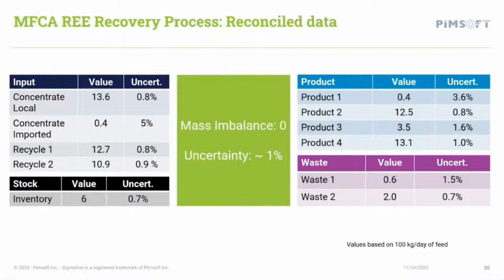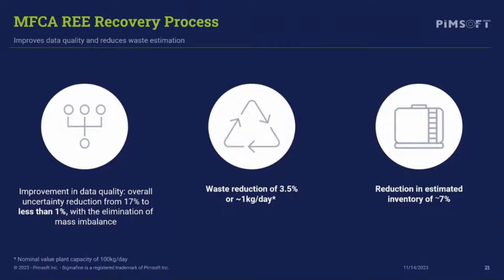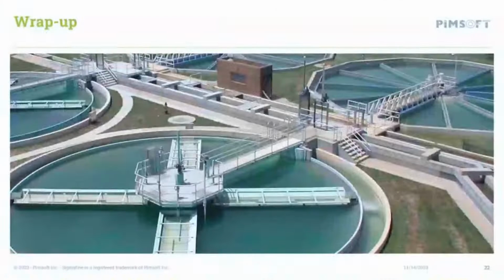After reconciliation, not only is the imbalance eliminated, but a huge improvement in data accuracy has been achieved, thanks to the very high redundancy in the associated SigmaFine input. Let's take a look at what was achieved. Indeed, the overall uncertainty dropped from 17% to less than 1%. Waste declaration has been reduced by over 3.5%. And we have seen an allocation shift from inventory to products. Let's wrap up.